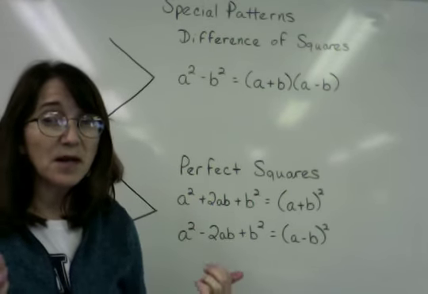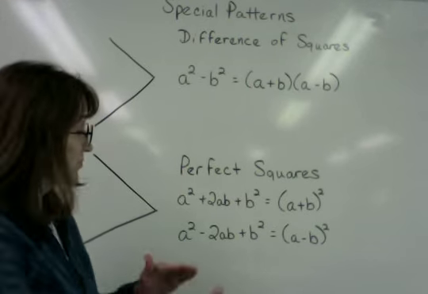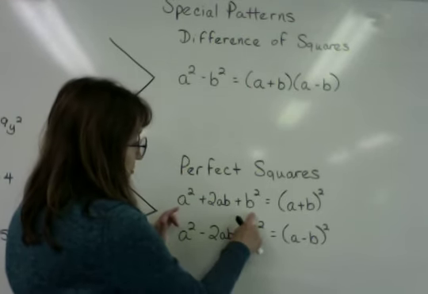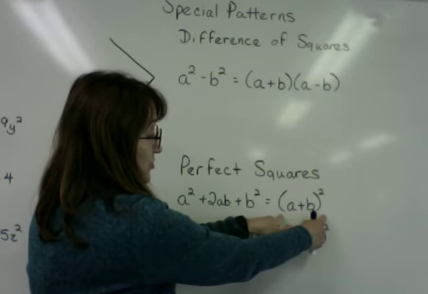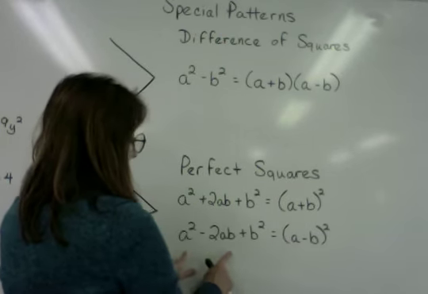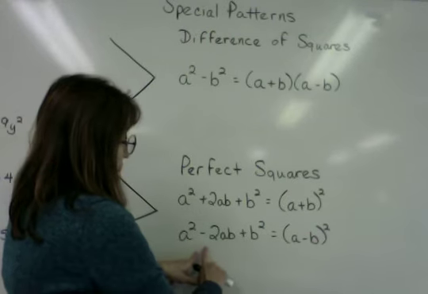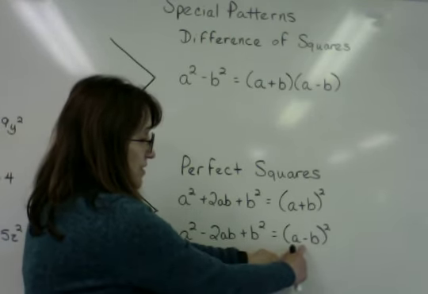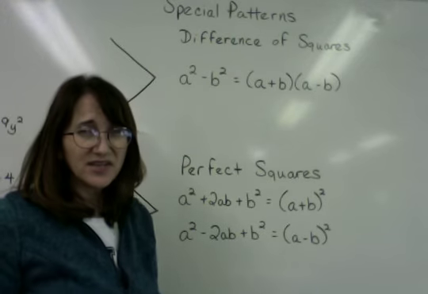That's the same pattern, except if I'm factoring, I would take this trinomial and make it into this binomial squared. The only difference is, if this middle term is negative, that's going to make this one negative. How can that help me?